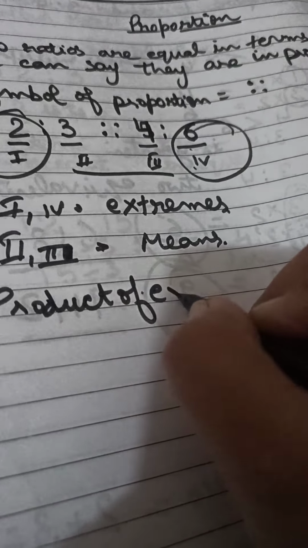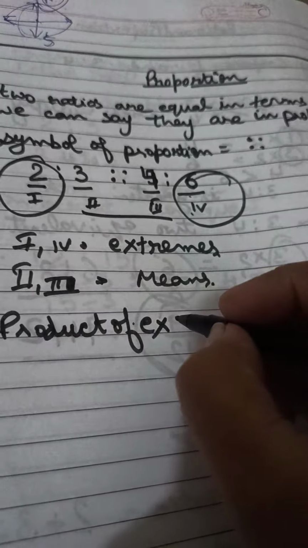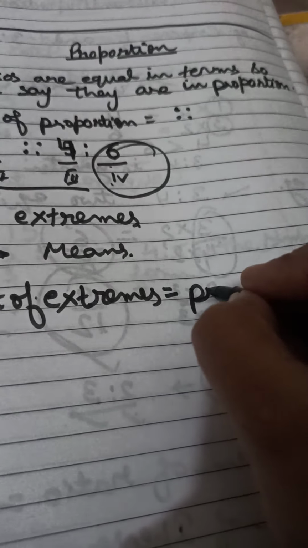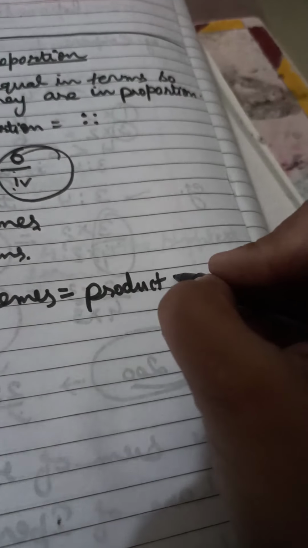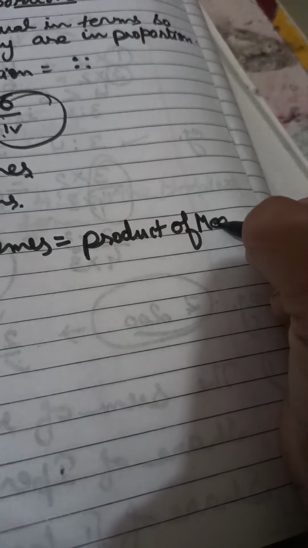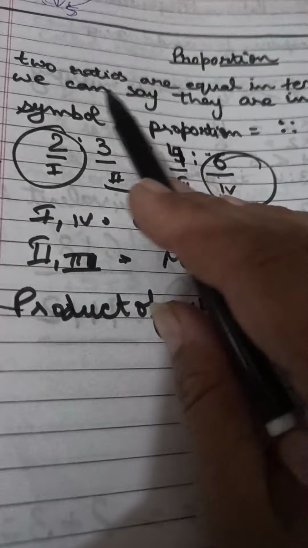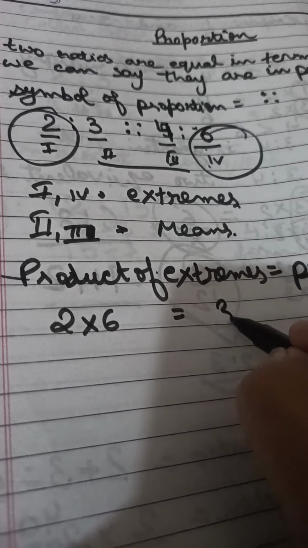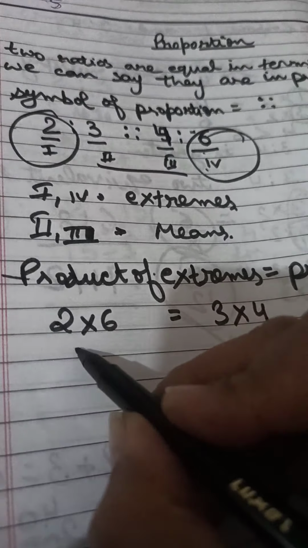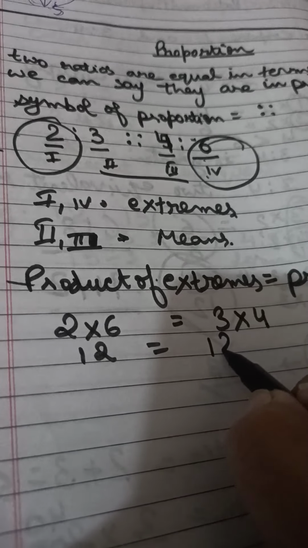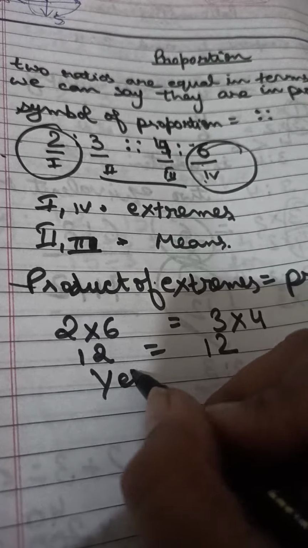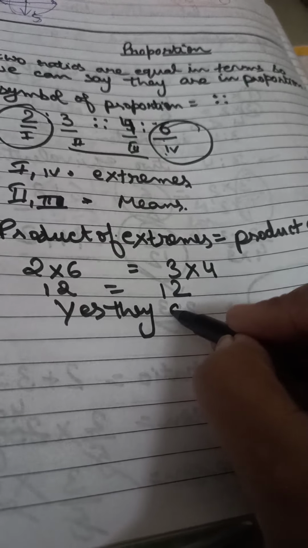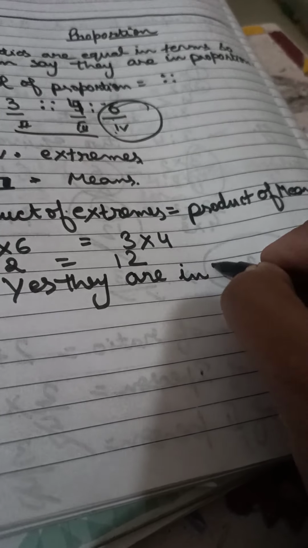Product of extremes. Product means multiplication of extremes. It should be equal to product of means. It means if I multiply the corner terms, see, 2 into 6, it should be equal to 3 into 4. So 2 sixes are 12, 3 into 4 is 12. Yes, they are equal. Yes, we will write they are in proportion.